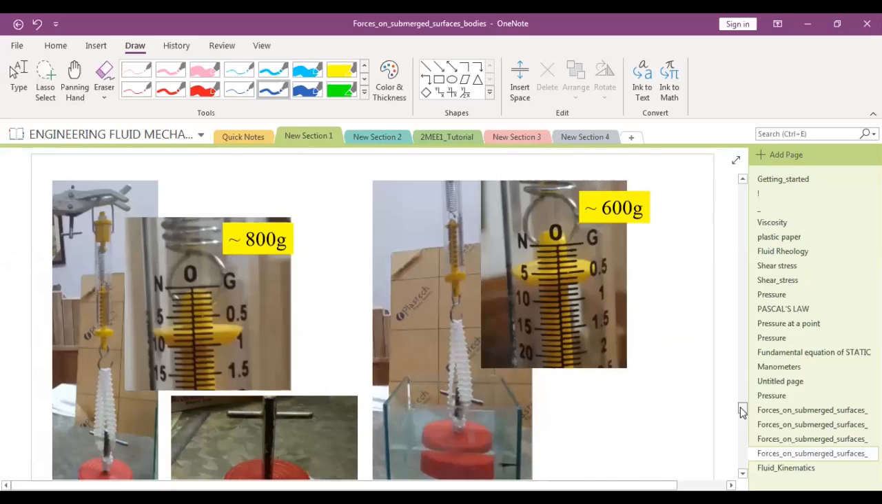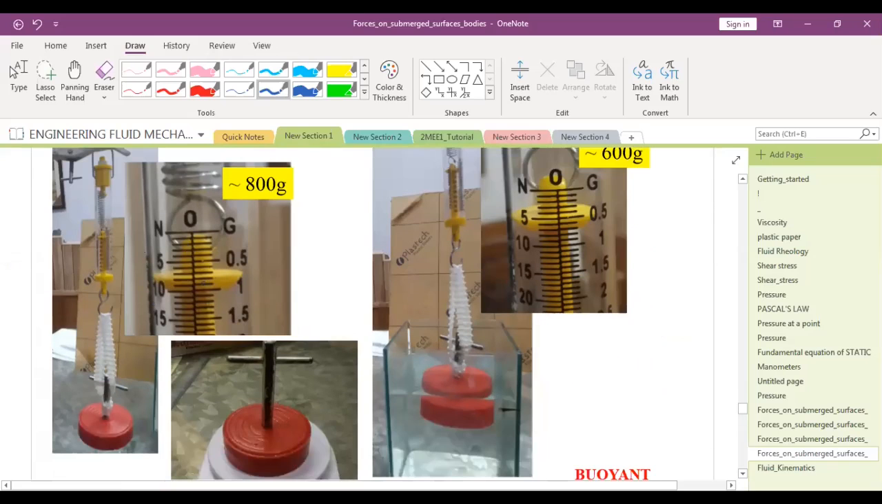So this was a component which I measured using a spring balance, and this came out to be around 800 grams. So 0.5 means 500 grams. So this is 0.5 kg, this is 1 kg. So it means this is 800 grams or 0.8 kgs, what is being shown.